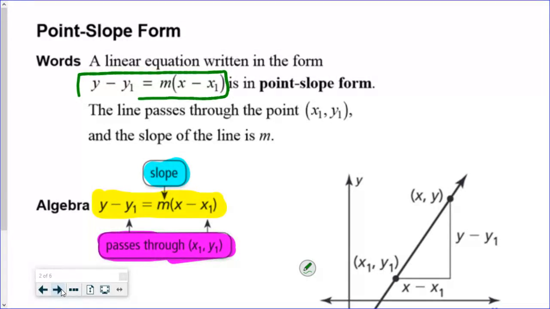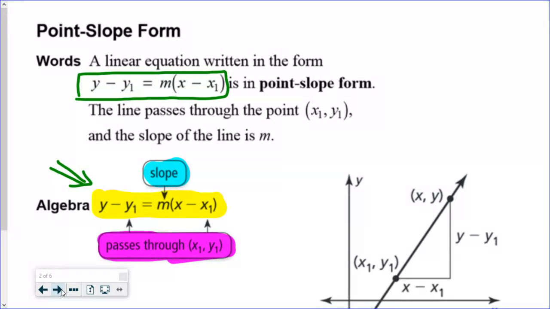This is point-slope form. It's also right there, and that's what this means. And I'll go through everything. So it's y minus y sub 1. That's one of those subscripts. Equals m, and then in parentheses, x minus x sub 1.